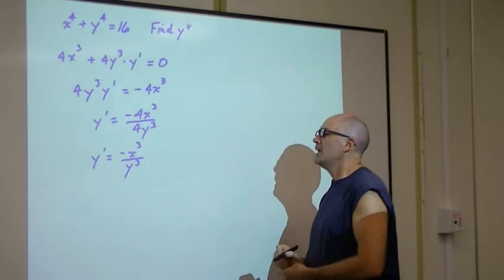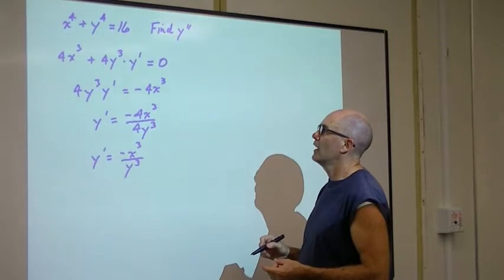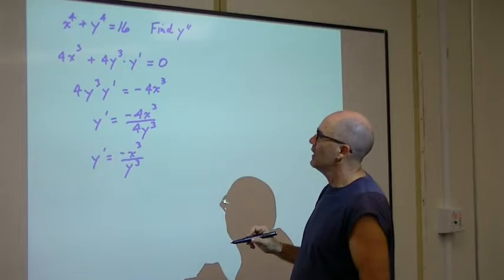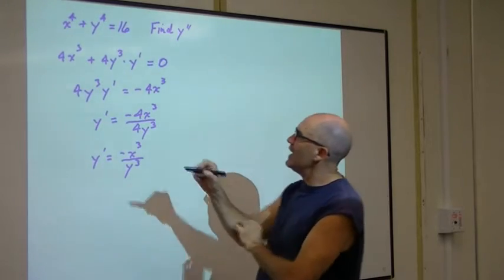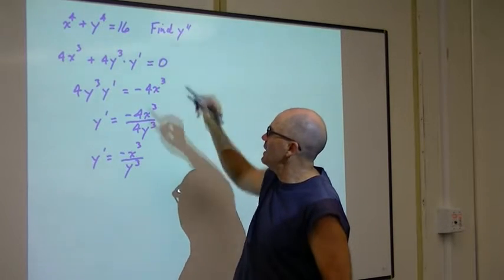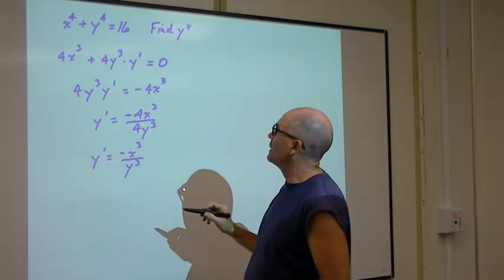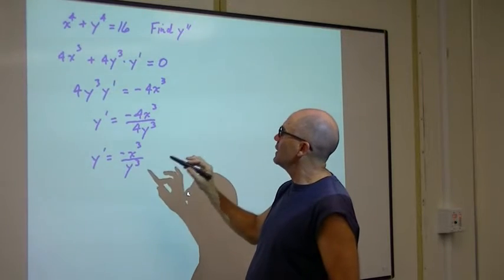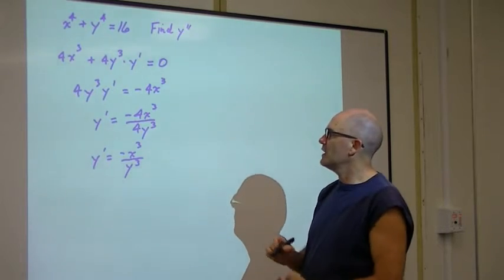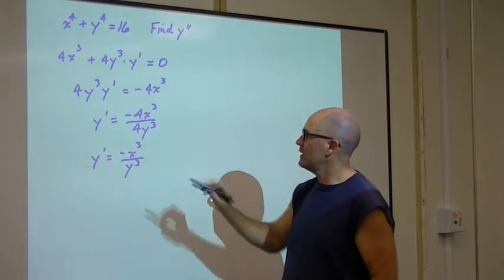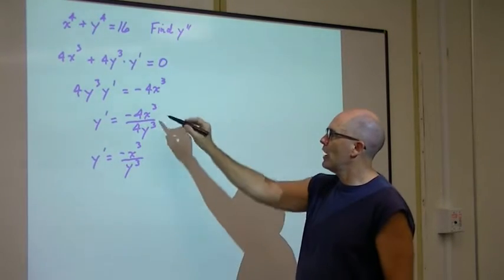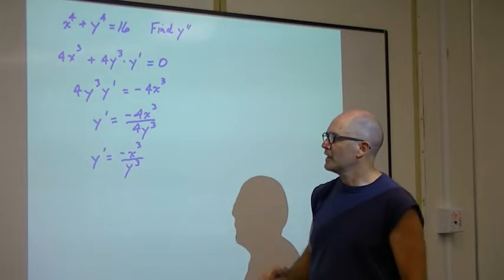Now, we need one more derivative. There's a couple of ways we could do this. In this case, since y to the fourth equals 16 minus x to the fourth, we could solve for y and plug it in. Or we could take the derivative of the entire thing here and then substitute y prime when we get the y prime here. So let's do it that way.